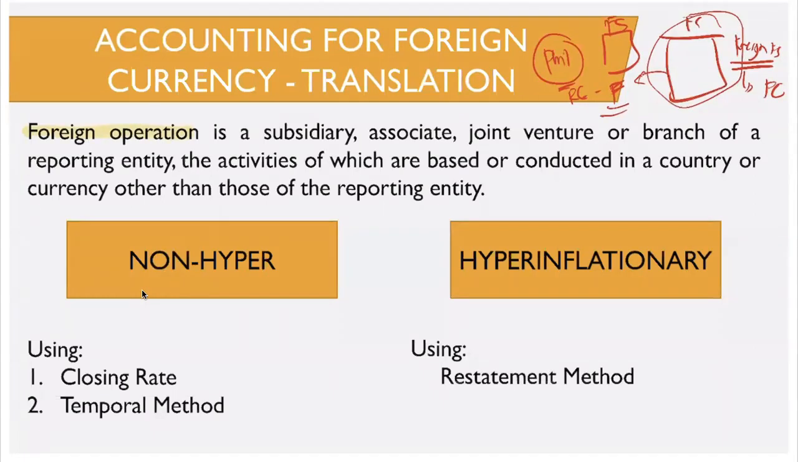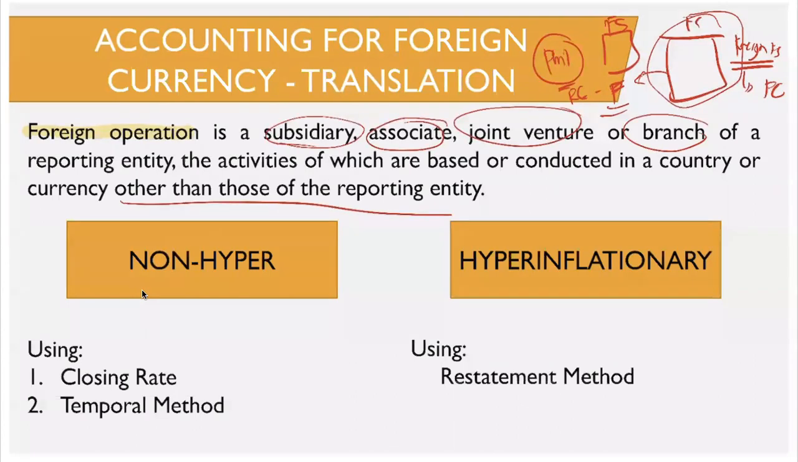So what is a foreign operation again? That is a subsidiary, associate, joint venture, or a branch of a reporting entity, the activities of which are based or conducted in a country or currency other than those of the reporting entity. In our example, we have our reporting entity, whose presentation currency is the Philippine peso, and then we have a foreign entity whose presentation currency is a foreign currency. So the main accounting issue here is how we will translate that foreign currency financial statement.